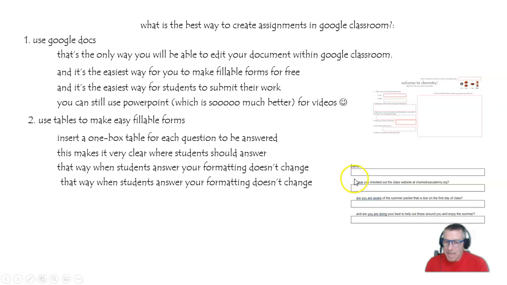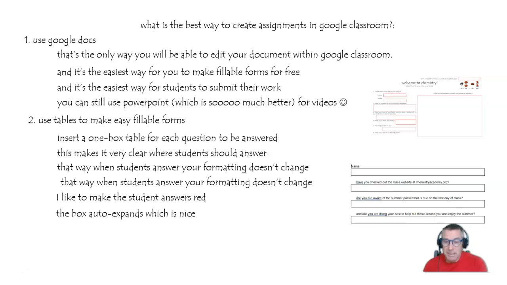If you just left it blank there, you know how you'll put a line there and then it runs into all those problems. This still just looks like a Google form. They know where to answer it. It doesn't change your document, and gives them an idea of how much space you want them to use. So I do like that method. I like to make the student answers red. The box does auto expand, which is cool, right? It auto expands and changes the formatting, so this box won't go over the next question.